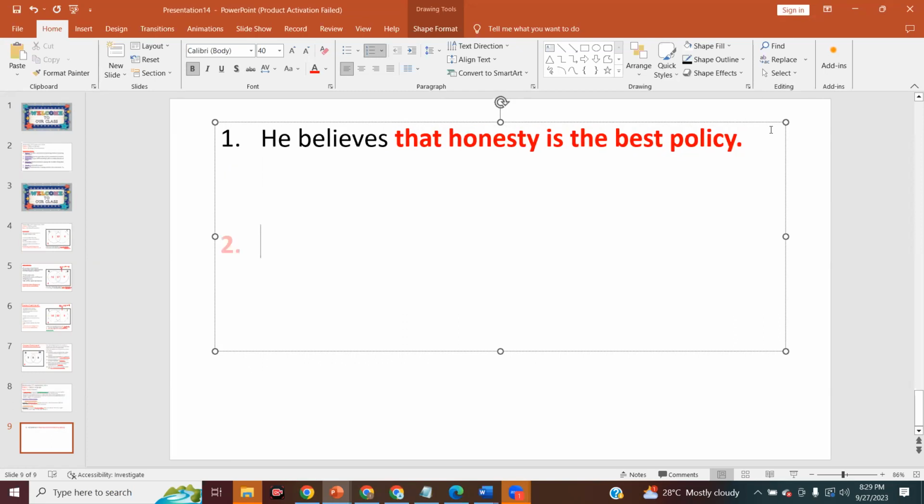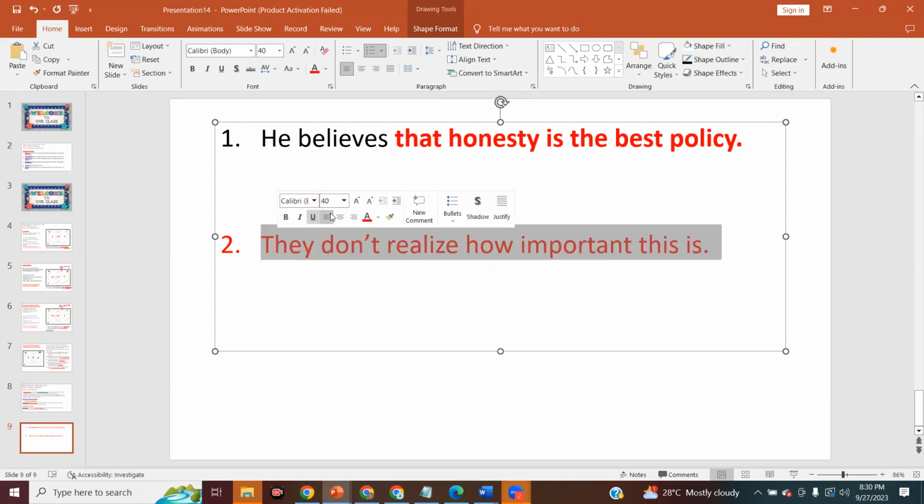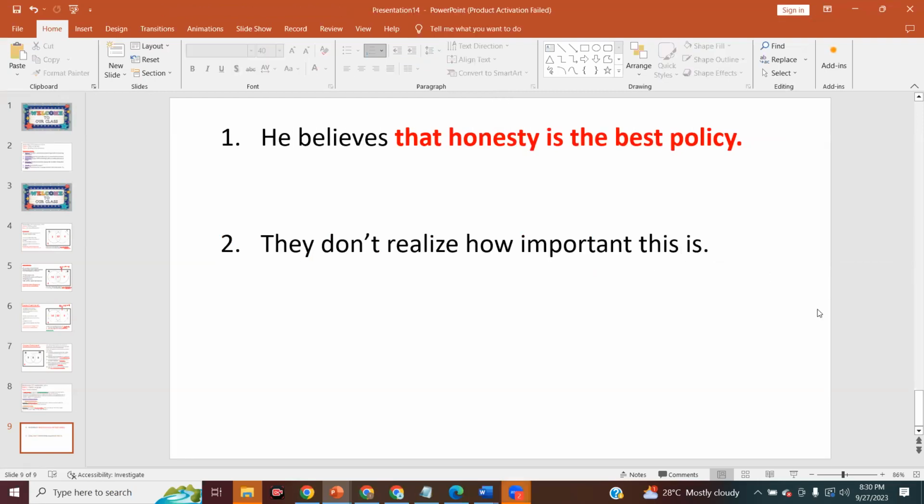Next one. They don't realize how important this is. We don't have to write this, right? If you think it is subject, put subject. If you think it's object of a verb, then put object. They don't realize how important this is.